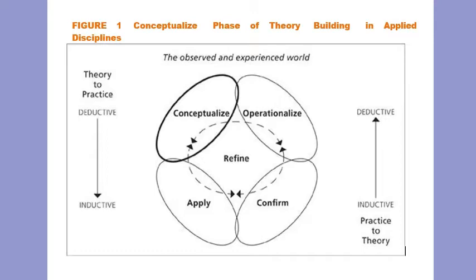If you look at the screen here, you see the conceptualize, and in fact, you see even the arrows, meaning that you start from the conceptualize level and then you go to operationalize and you go to the confirm, apply and refine. And then the process again returns. It is just a cyclical process as you can see there.